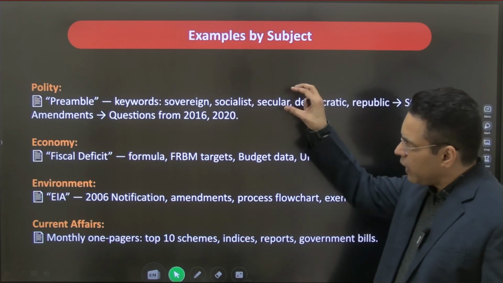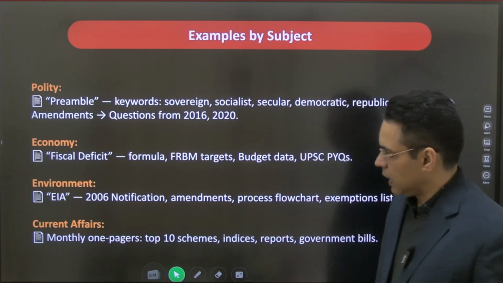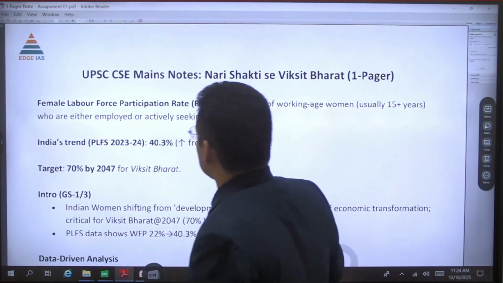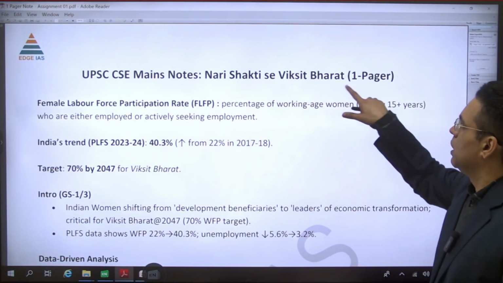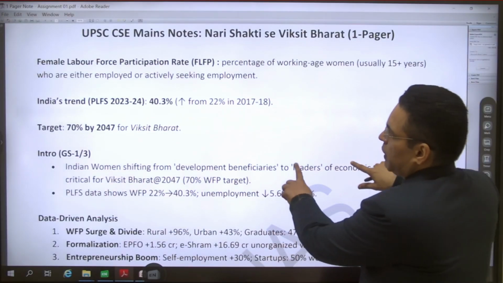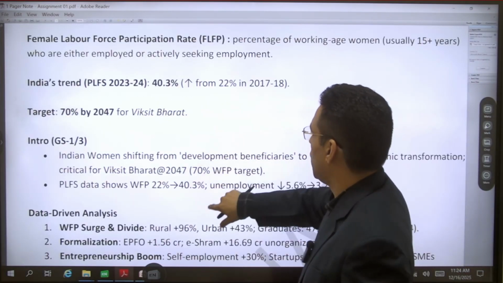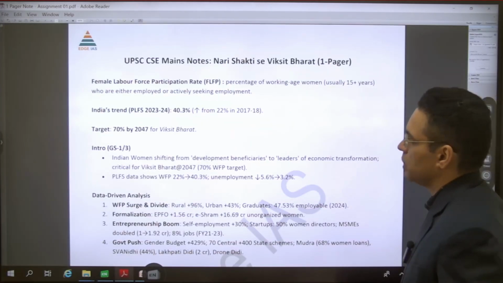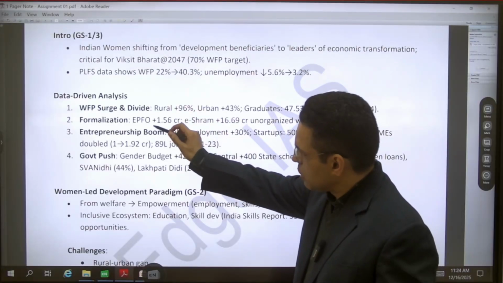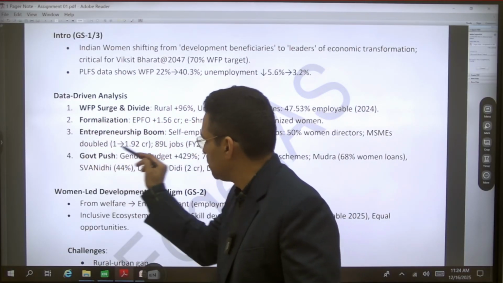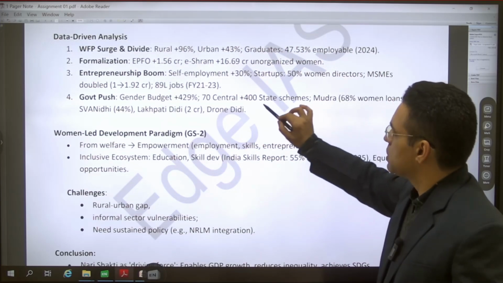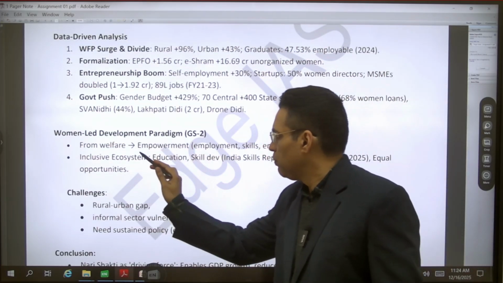Similarly, you can identify keywords from where you can get this. Now I want to share the micro notes I've created. Nari Shakti se Viksit Bharat. Now you have data for the Periodic Labour Force Survey, PYQ trend. Women shifting from development beneficiaries to leaders in economic transformation, target data, key points. Now these are headlines. Remember, these are keywords: formalization, entrepreneurship boom, government push, government schemes. Lakhpati Didi, Mudra scheme, state schemes, women-led development paradigm, from welfare to empowerment.